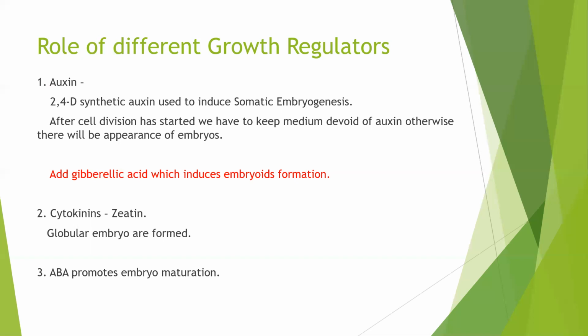Now, the second example is our cytokinins. The most commonly used cytokinin in embryogenesis is zeatin. When there is the formation of embryo, because we know that we have studied this thing, structure of embryo, how the single cell is getting converted into the complete embryo, or how seeds are getting formed. So this cytokinin is responsible for the globular embryo. Above on the slides, we will be able to see what are the different stages of our embryo. So this zeatin is responsible for the formation of globular embryo.